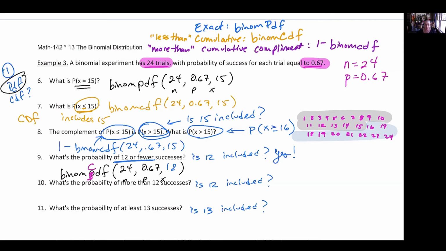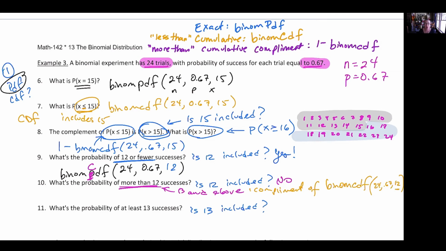CDF. So then what's the probability of more than 12 successes? So more than 12, 12 is not included. We're looking at 13 and above, which means what we put in our calculator is going to be the complement of the binomcdf for 12. So 24, .67, and 12. And I'm sorry, I've kind of run out of room there. Okay, so we're going to do 1 minus this.